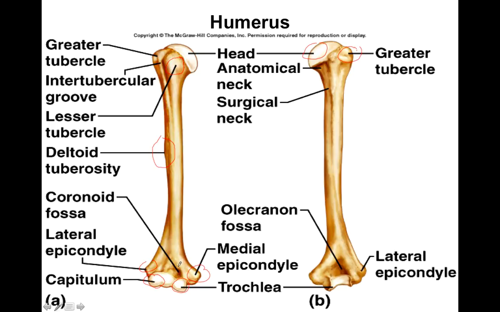Between the capitulum and the trochlea, we have the coronoid fossa. And on the other side of the bone, we have the olecranon fossa. This is the posterior side of the bone that we're looking at. The olecranon fossa is where the olecranon process from the ulna fits in to make the elbow joint. So this is where you would feel the bone for your elbow.